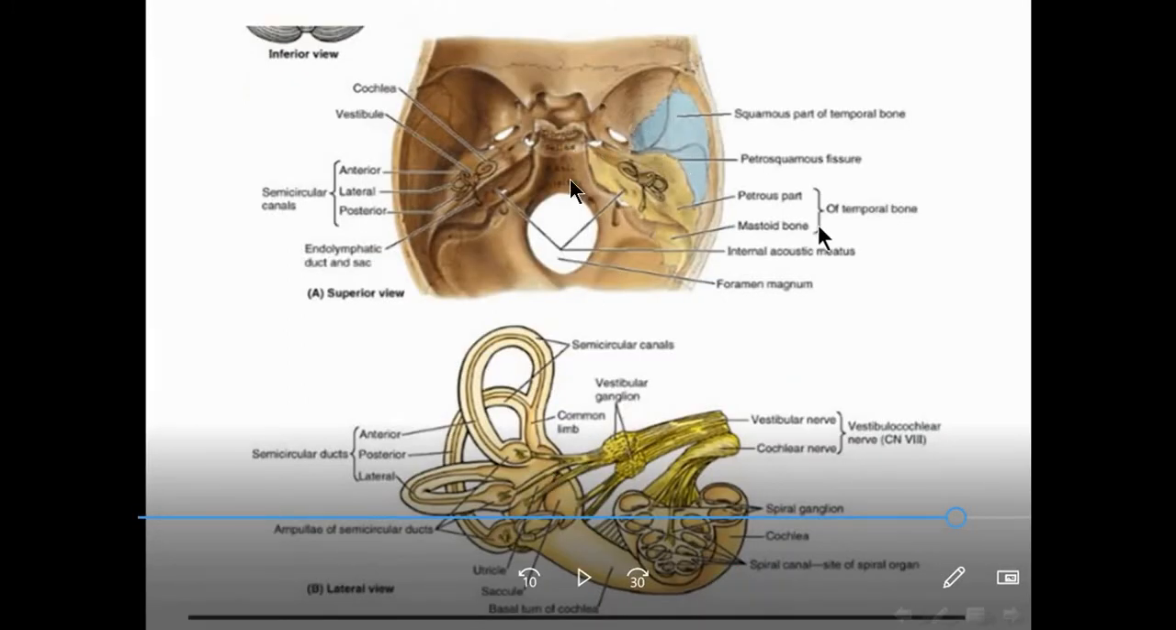This superior view shows the petrous part of the temporal bone, where the semicircular canal and cochlear canal lie. This is the vestibular nerve, and this is the cochlear nerve, which form the vestibulocochlear nerve, cranial nerve number 8. This is the cochlea and the semicircular canal.